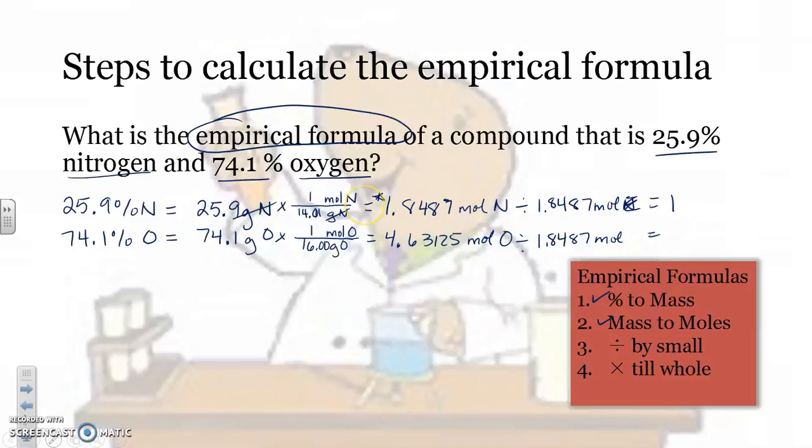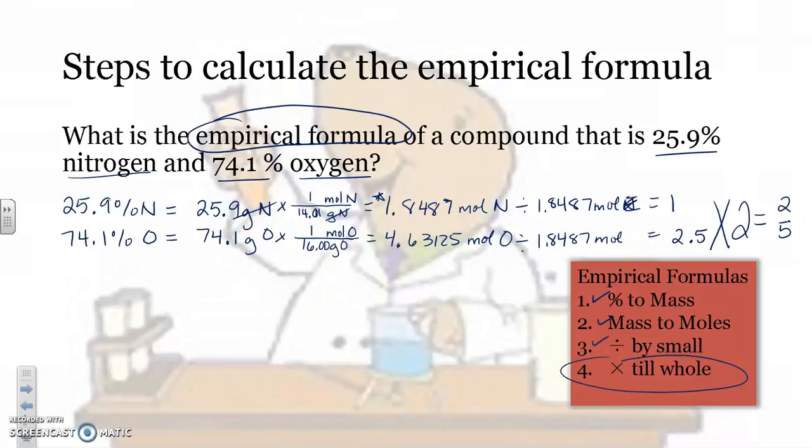When we divide 4.63125 by 1.8487, we get 2.5. Oh, that doesn't look like a whole number, does it? No, it doesn't. But guess what? We can multiply it by 2 in order to get a whole number. Now, what we do to one, we have to do to the other. So we multiply the whole thing by 2, which gives us 2 here and 5 here.